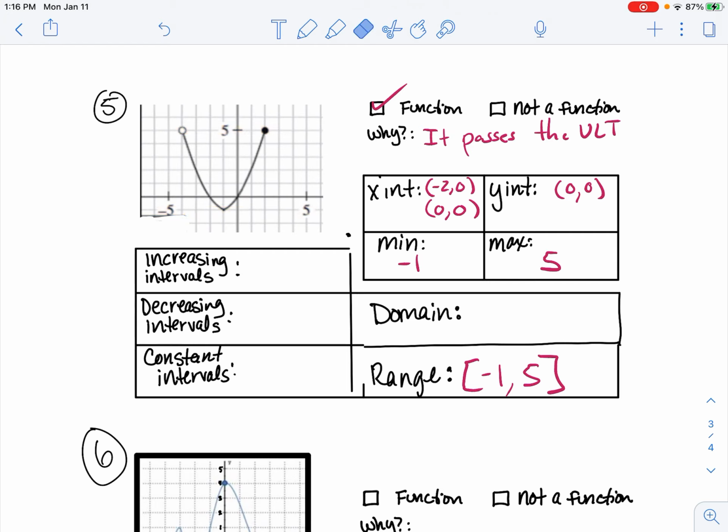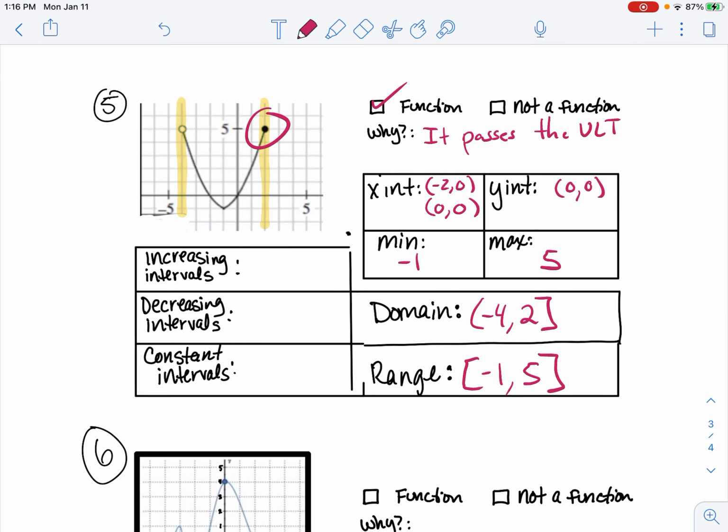Okay. The domain would go from -4 until +2. -4 to +2. Because this is an open circle, this is a parenthesis. Because this is a solid circle, this is a bracket.